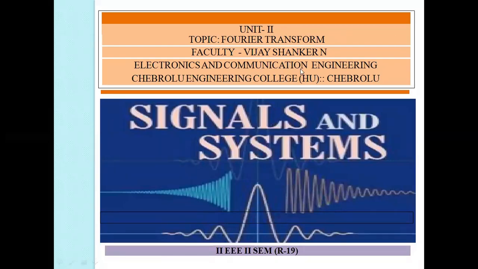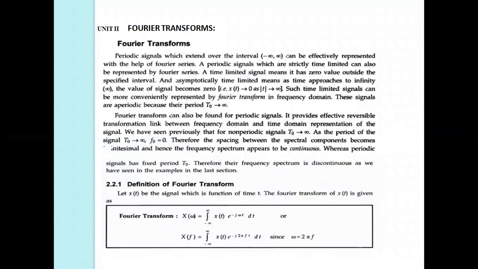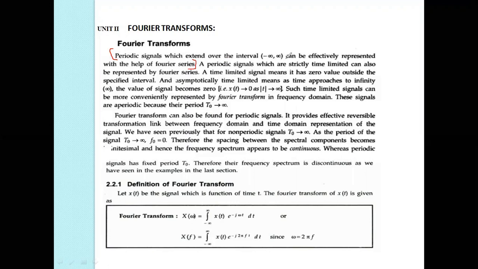The second part in the second unit is the Fourier transformation, my friends. See, what is a Fourier transform? For periodic signals, the periodic signals which extend over the interval minus infinity to infinity can be effectively represented with the help of the Fourier series. So it's a very important point. The periodic signals which are strictly time limited can also be represented by the Fourier series.